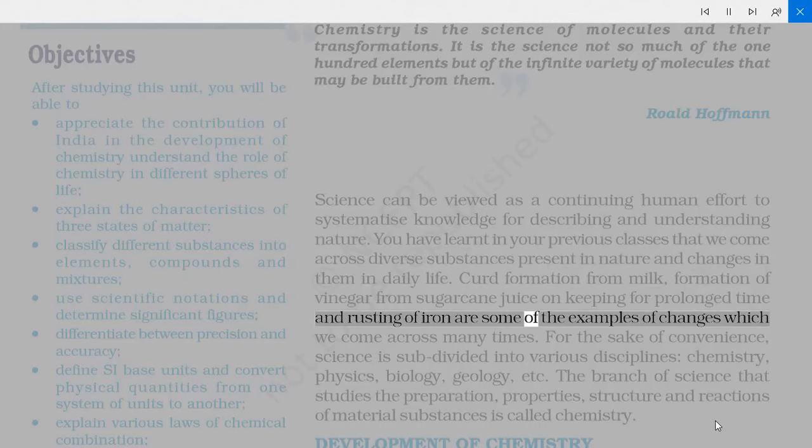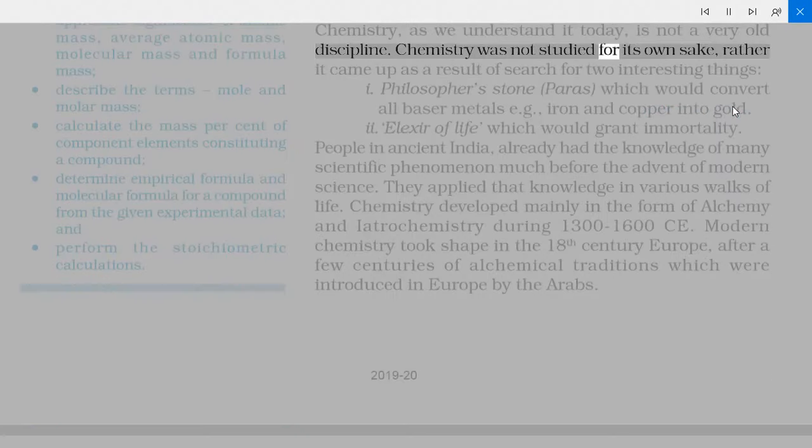The branch of science that studies the preparation, properties, structure and reactions of material substances is called chemistry. Development of chemistry. Chemistry, as we understand it today, is not a very old discipline. Chemistry was not studied for its own sake. Rather, it came up as a result of search for two interesting things: 1. Philosopher's stone, or Paras, which would convert all baser metals, e.g., iron and copper, into gold. 2. Elixir of life, which would grant immortality.